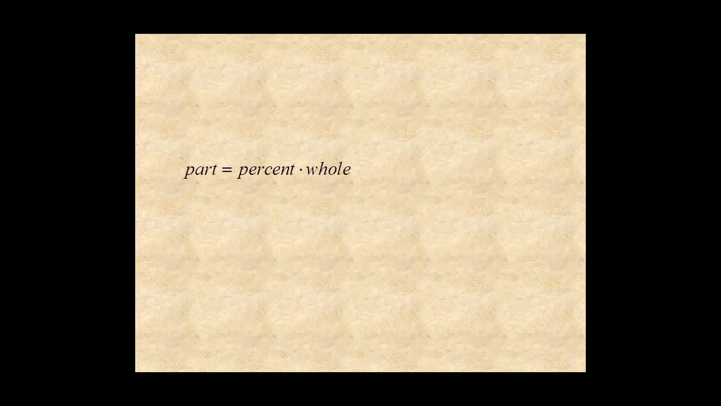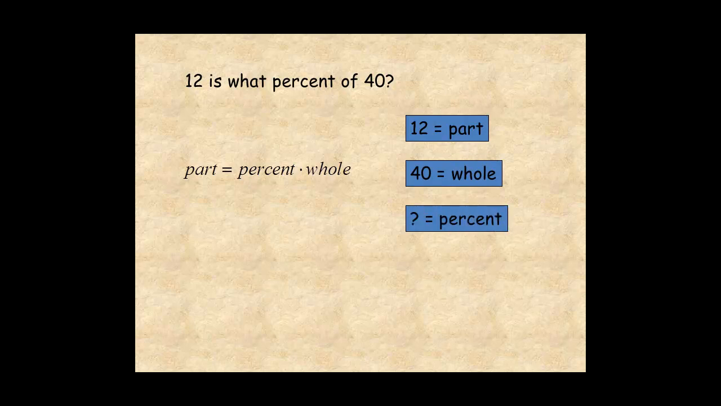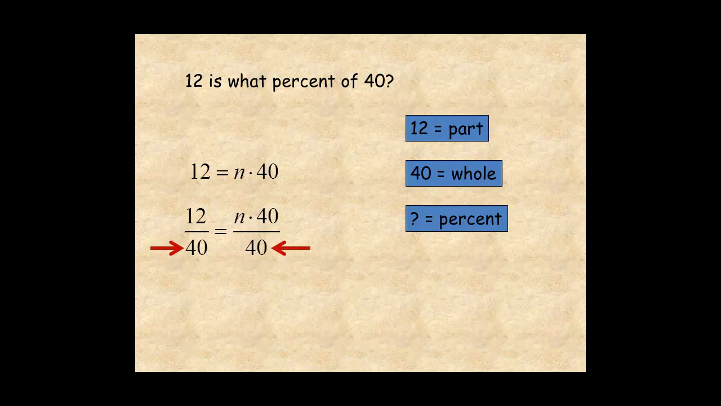The first example, 12 is what percent of 40? For this question, 12 is the part, 40 is the whole, and you need to find the percent. The equation is 12 equals percent times 40. Divide both sides of the equation by 40, and you get percent equals 0.3, or 30%. So 12 is 30% of 40.